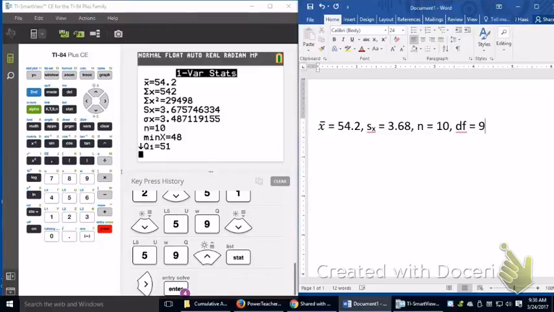Okay, once I've done 1-Var Stats, we have some summary statistics: our sample mean is 54.2. That's an estimator. This sample mean is an estimator of the population mean, mu, which is the whole thing we're trying to find the confidence interval for. This is the sample standard deviation, which is an estimator of the population standard deviation. That is the Sx on your calculator. And then the sample size is, of course, 10. And then the degrees of freedom is always n minus 1.